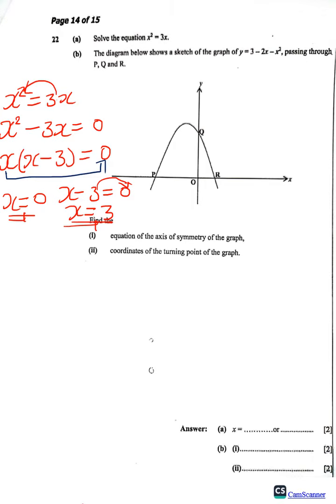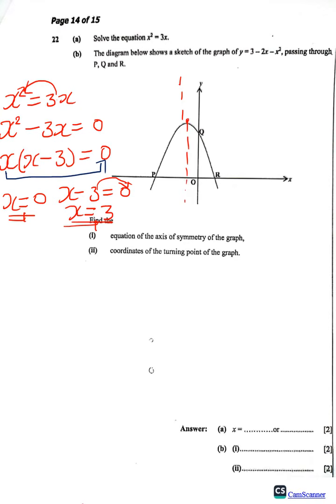Now question B. The diagram below shows a sketch of the graph of y is equal to 3 minus 2x minus x squared passing through P, Q and R. Find the equation of the axis of symmetry of the graph. So the axis of symmetry is a vertical line that passes through this point here.